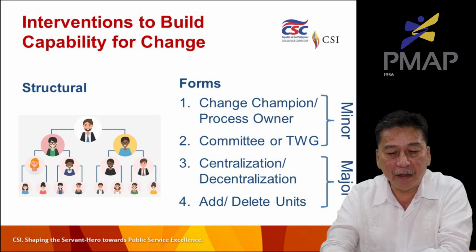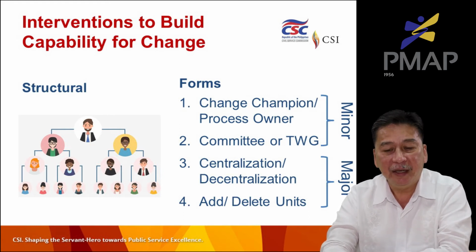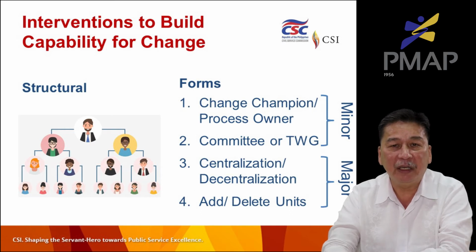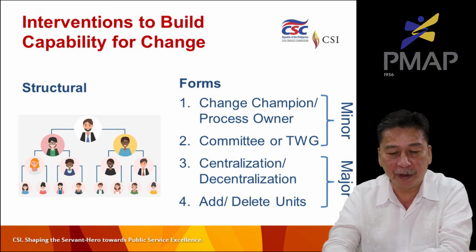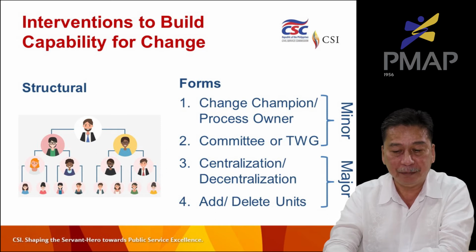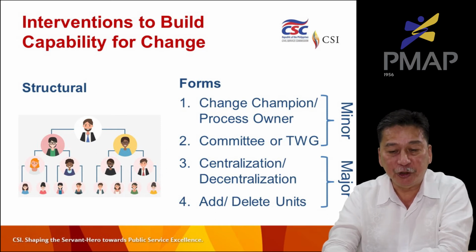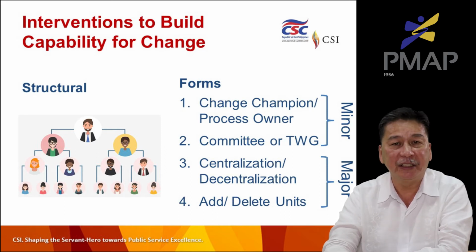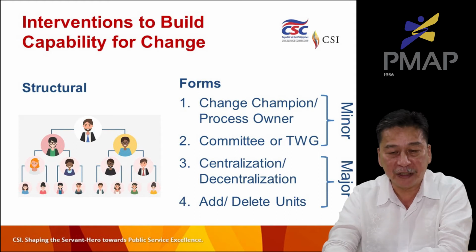In terms of the forms, change champion and process owner, and the committee or the technical working group are minor changes in structure, while centralization, decentralization, adding and deleting units are considered major changes in the organization or in the structure.